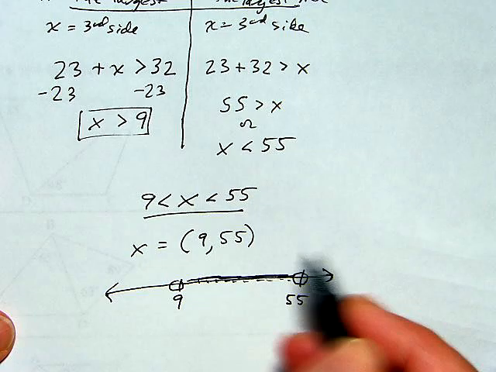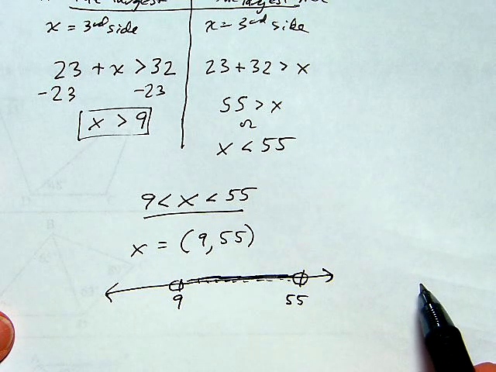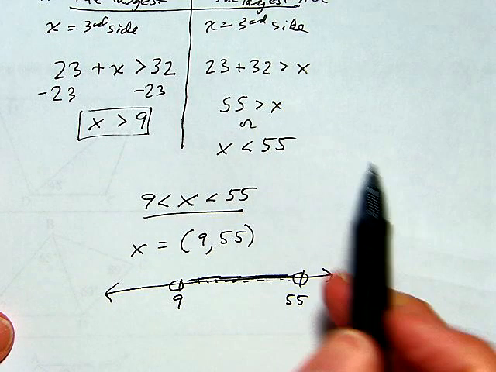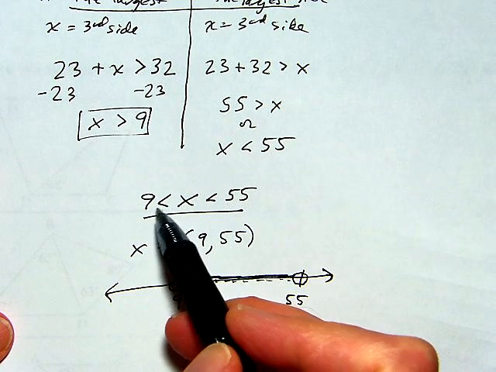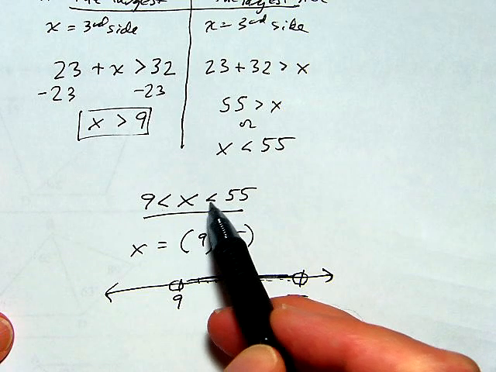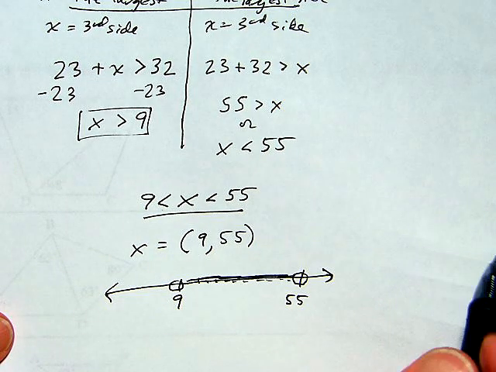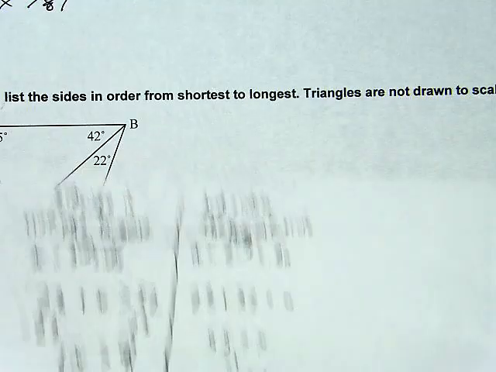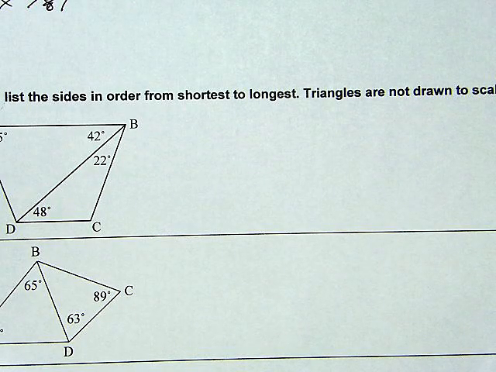So any value of x that lies between 9 and 55 will work and will give you a triangle that exists. But remember, these are strictly greater than. Cannot be greater than or equal to, or less than or equal to. x must be between 9 and 55, but not 9 and not 55. Let's go ahead and look at our last problem.